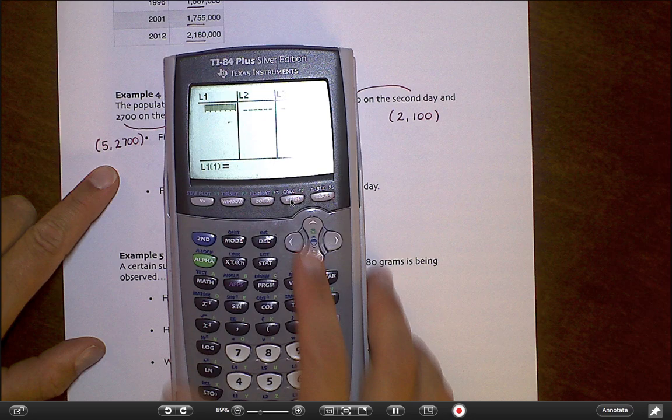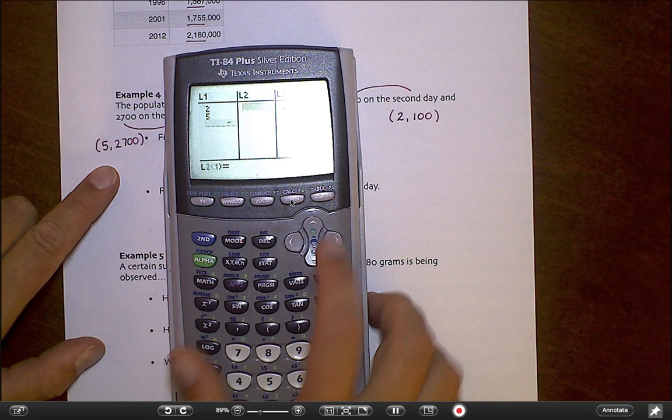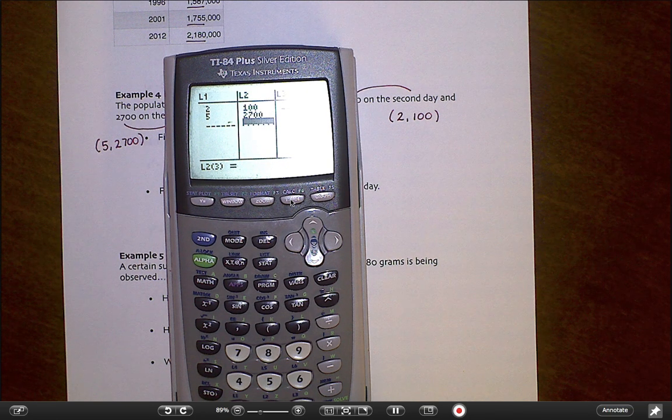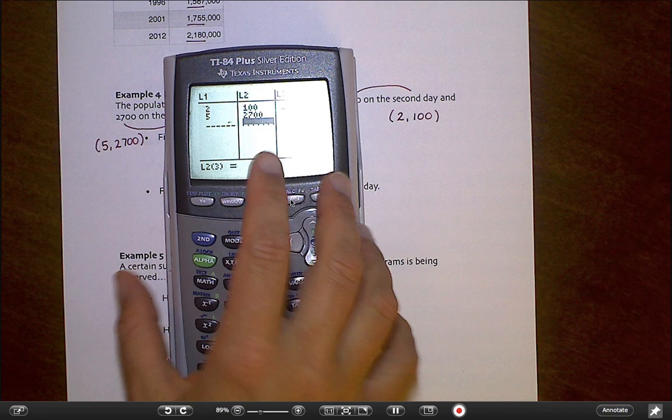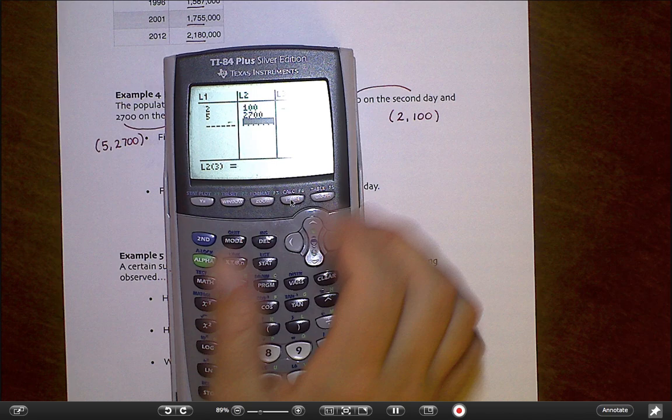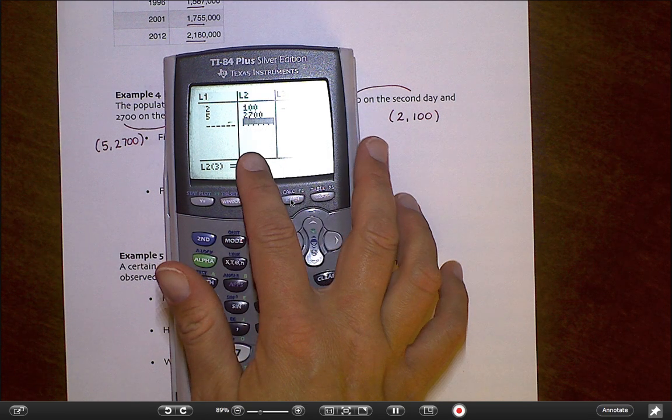In my L1, I'm putting my numbers of days. In my L2, I'm putting 100 and 2,700. By the way, there is an algebraic way I could do this, and if we have time in class, I'll take the time and show you. I don't want to bog down the video with showing you that because doing it this way is perfectly fine.